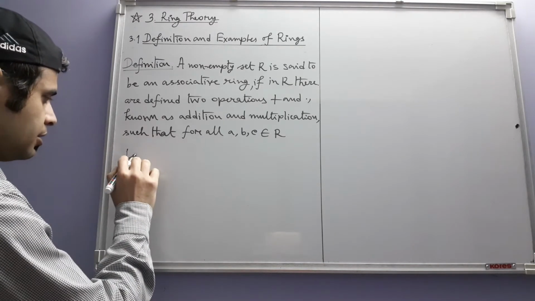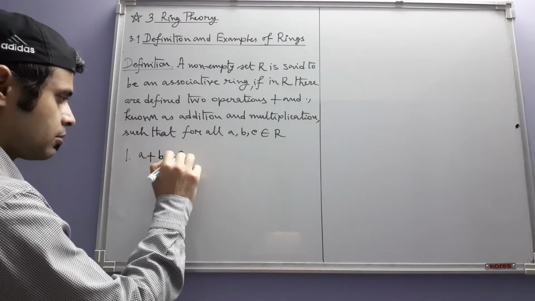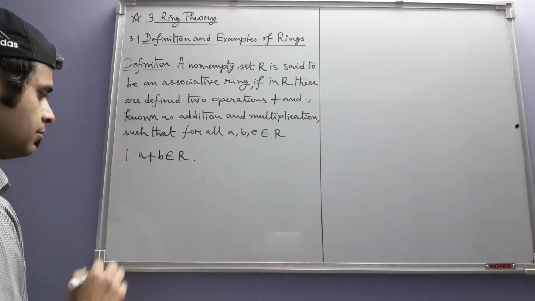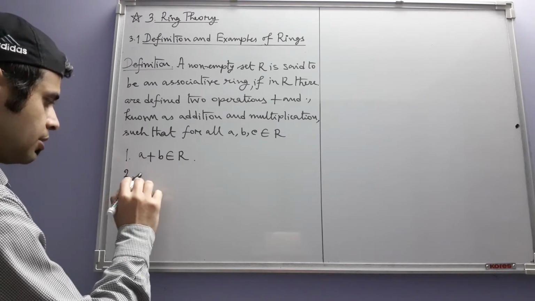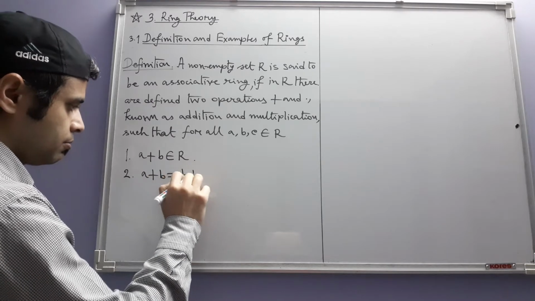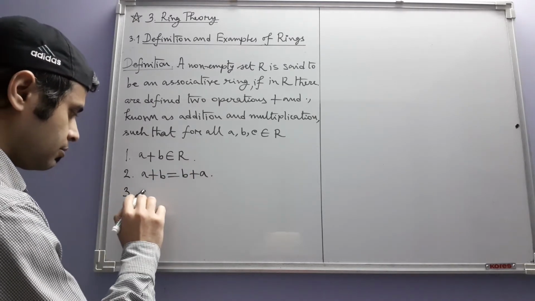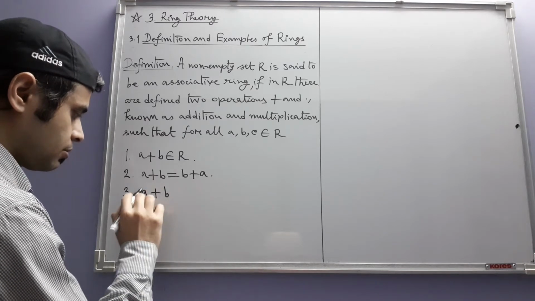The first one is a plus b should belong to R. The second one is a plus b should be equal to b plus a. And the third one is this.